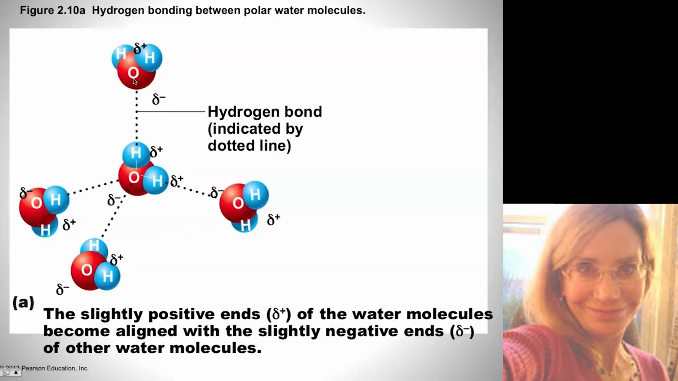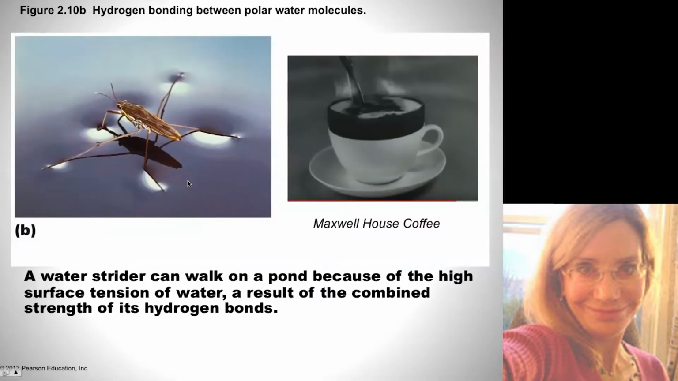So here's the slightly negative oxygen atom on this water molecule. It's attracted to the slightly positive side of this one, where we have our hydrogen atoms. Here's a slight positive end of this one, water molecule, and that's attracted to the slightly negative end of this one, etc. And those between the water molecules are called hydrogen bonds. And this is showing how important in nature hydrogen bonding is, particularly with water.